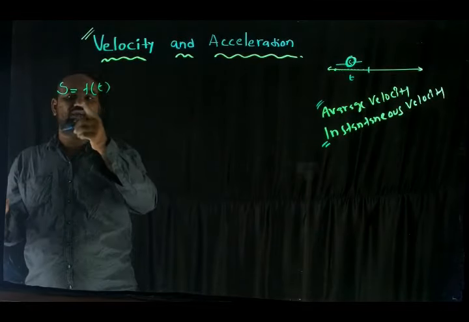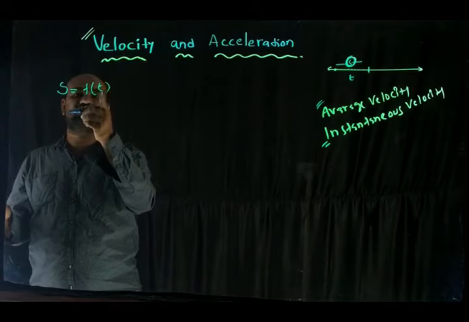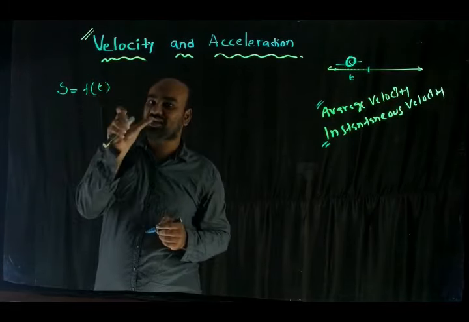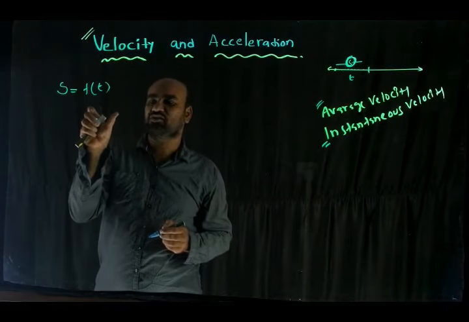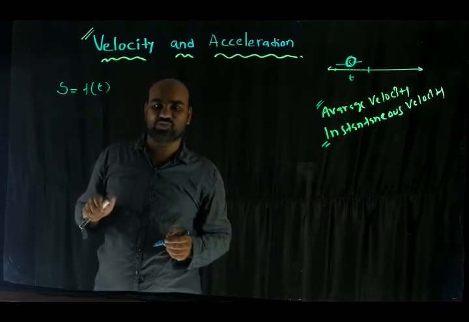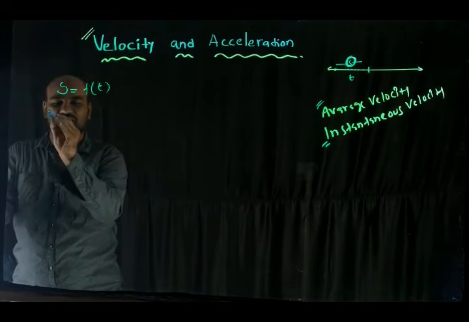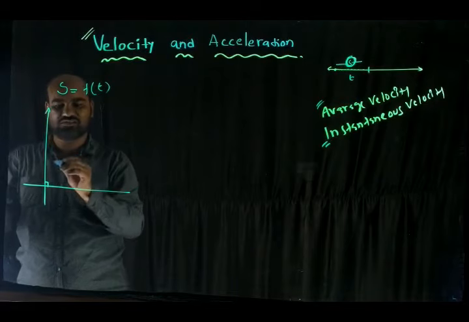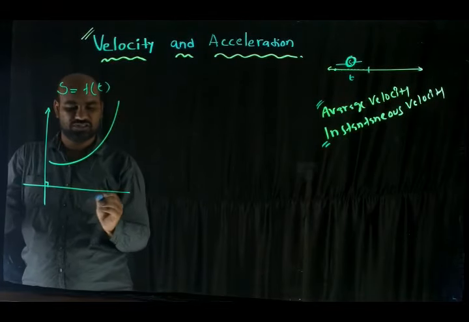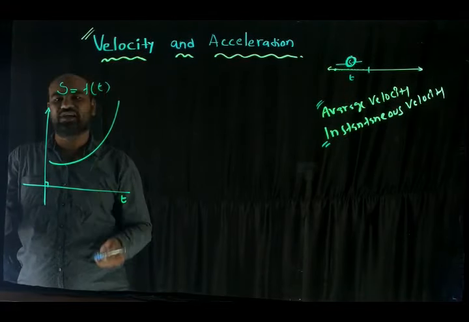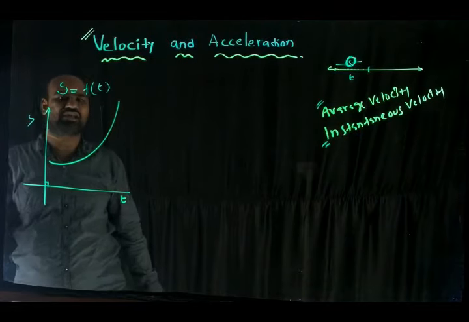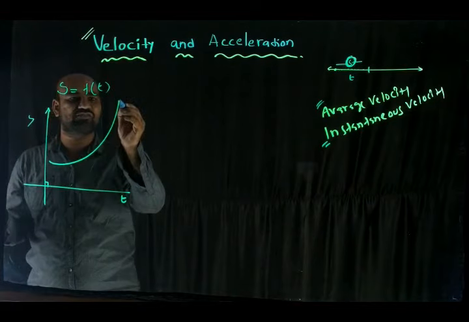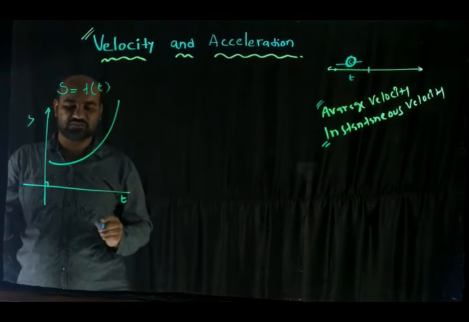Here two unknowns are there: t is one unknown, s is another unknown. By using these two, we get one relation, and using that relation you can draw the graph on a coordinate plane. For example, this is the graph of one such situation. Time is taken on the x-axis, and the distance traveled by the particle is taken on the y-axis.